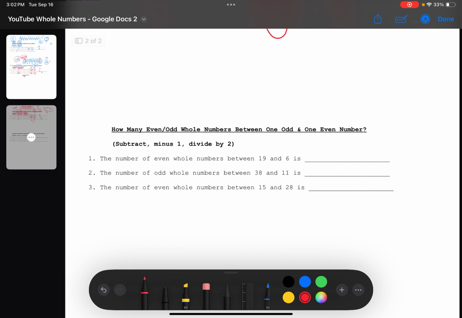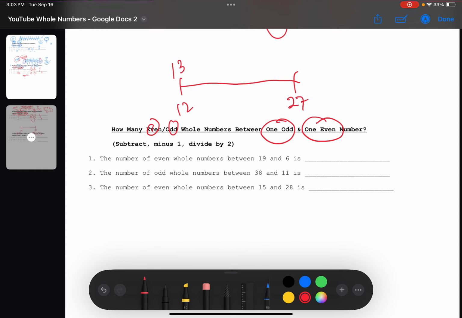It says how many even or odd numbers between one odd and one even. So as an example, let's say we have how many even or odd numbers between one even and one odd. Let's say it's 27. And it could be flip-flopped. Let's say this is 13 and this is 28. So it doesn't matter. Here's the rule. You're going to subtract, minus 1, and then divide by 2.